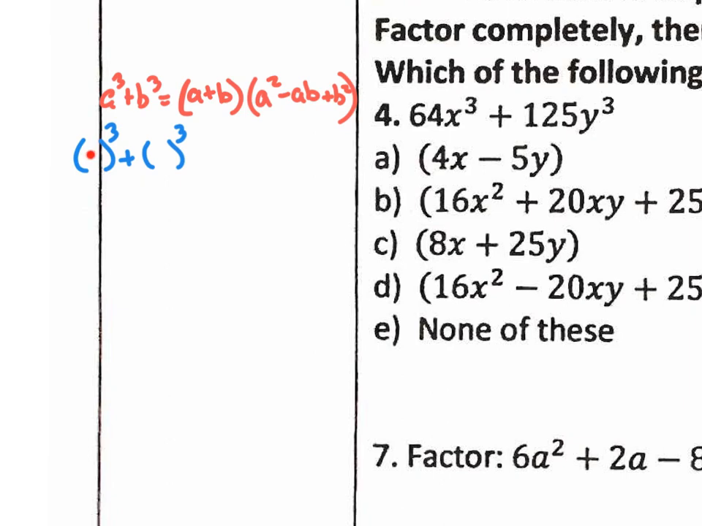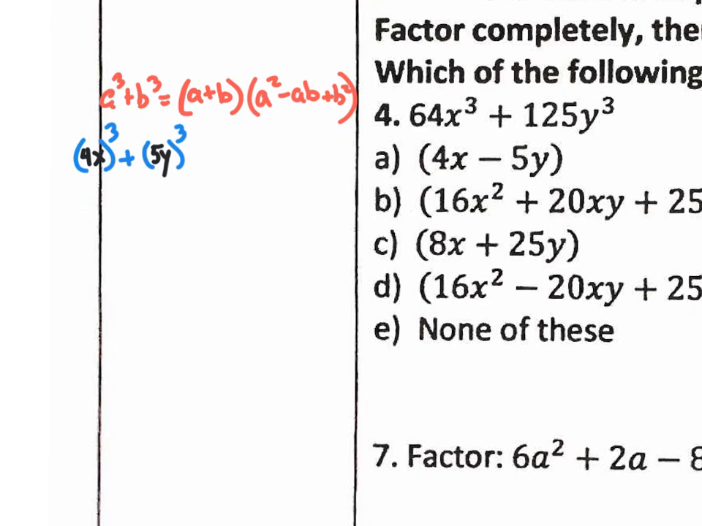4 and x, right? 4x times 4x is 16x squared times another 4x will get you the 64x to the third. So we should all put a 4x in that first spot, which identifies that as the a value. The b value is going to be what? This 5y, right? So let's put a 5y right in there.